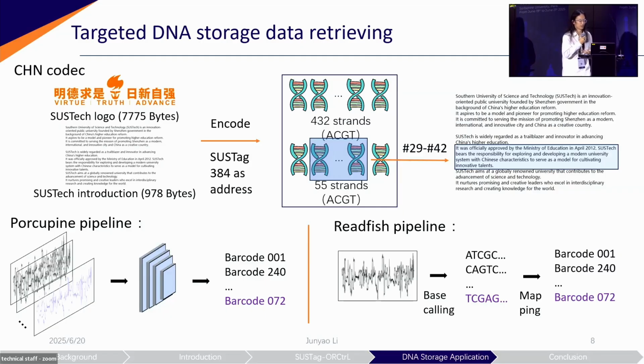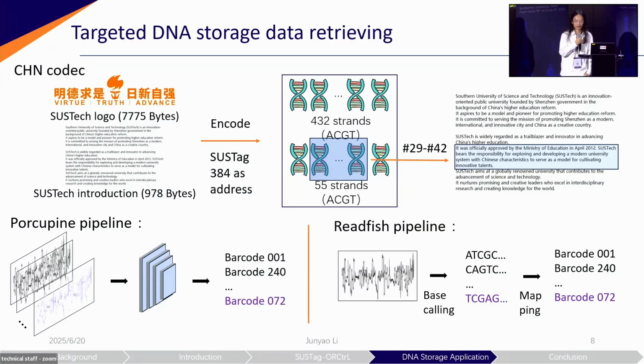To compare, we compare our system with two pipelines. The first pipeline is a Porcupine pipeline. We choose it as a representative pipeline because it's similar to ours. It sends the signals directly to the deep learning model and outputs the identification results. The difference is that the Porcupine pipeline lacks the domain adaptation step.